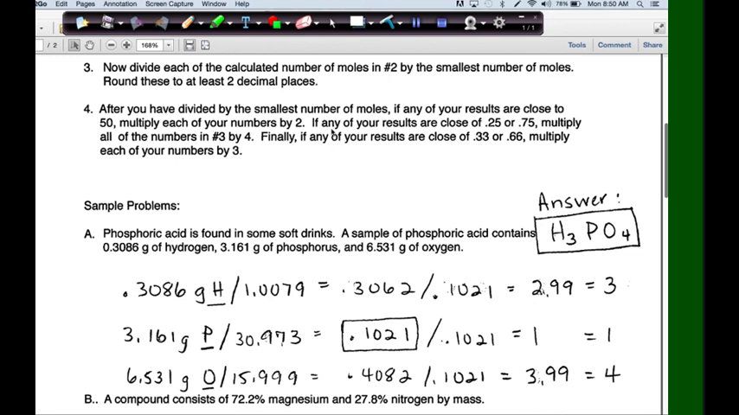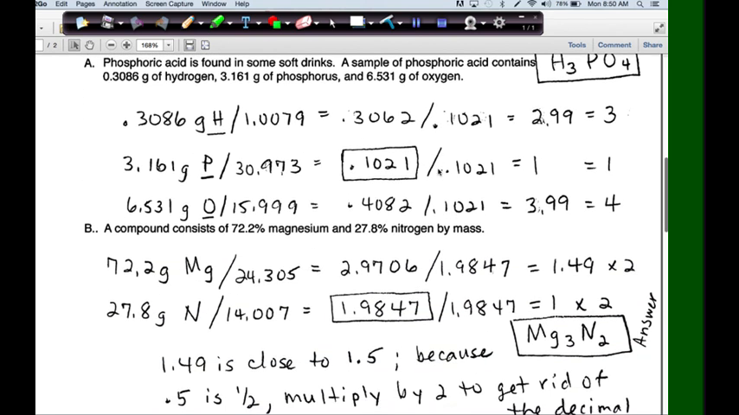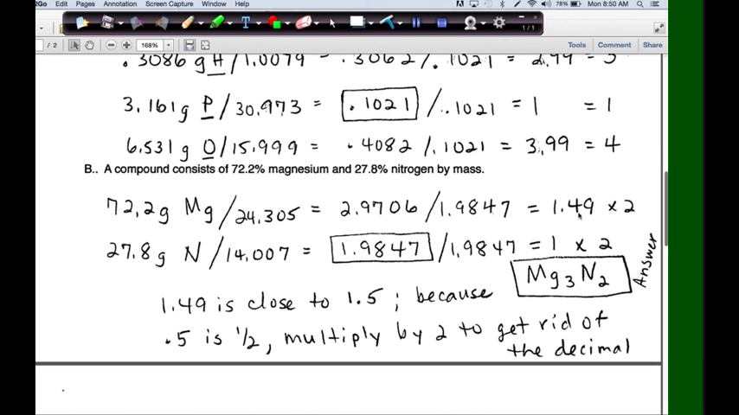It also says if any of your results are close to 0.25 or 0.75, multiply all of the numbers in number 3 by 4. And if any of your results are close to 0.33 or 0.66, then you multiply each of your numbers by 3. So I go down here. This is really close to 1.5. It's just 0.1 or 0.01 away from it. So I can round that up to 1.5.